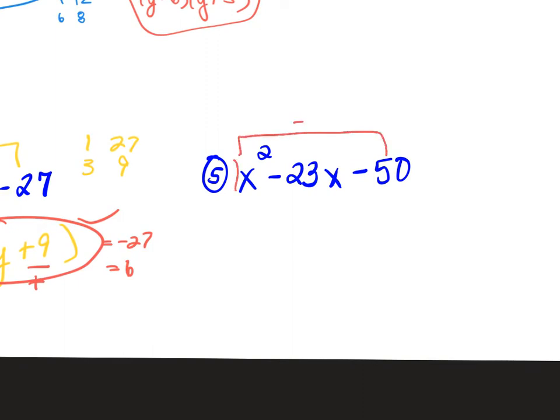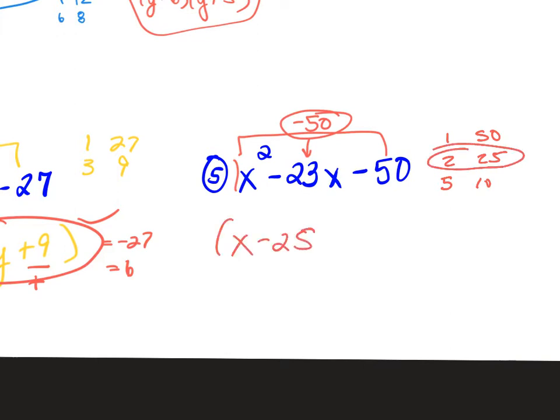All right, you see a big number, it doesn't matter. 1 times -50 is -50. So I need the factors of -50 that multiply to give me -50, but add to give me 23. So I have 2 and 25, 1 and 50, 5 and 10. Anything else? How could I possibly get a 23, guys? -25 and +2. There we go. X minus 25, X plus 2.